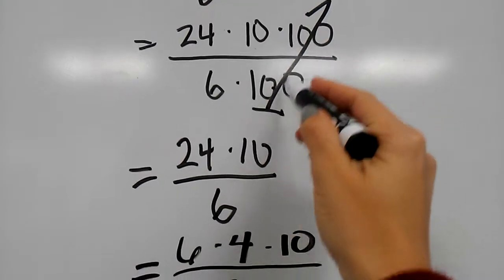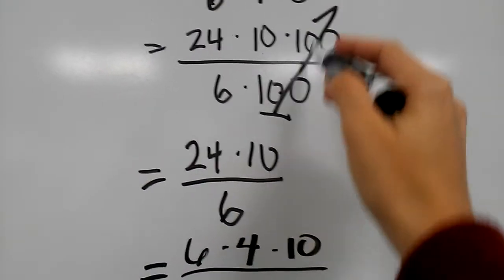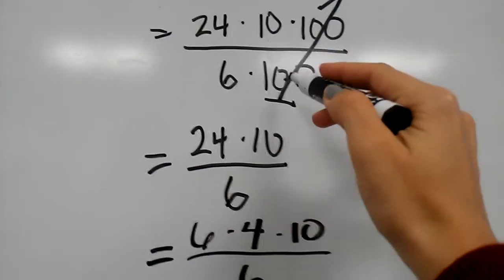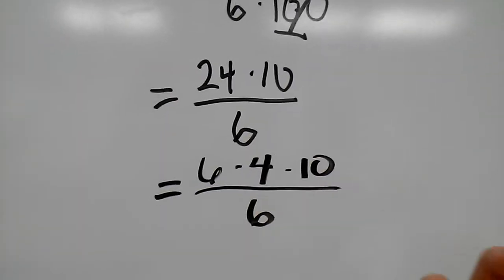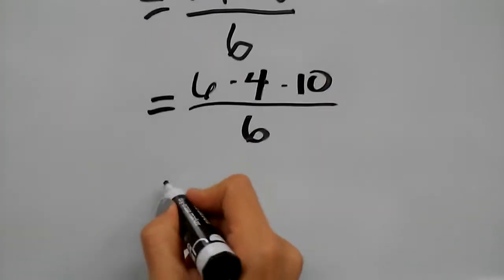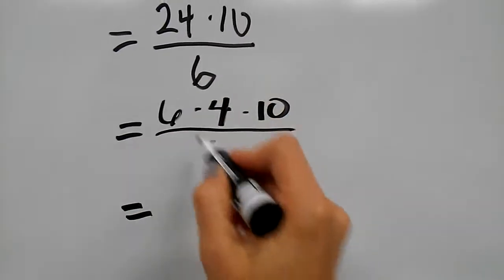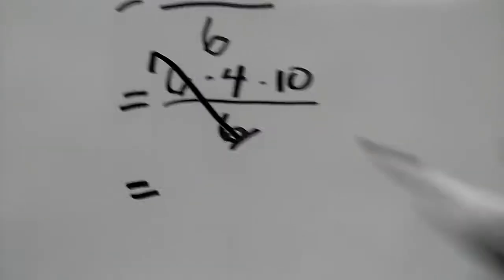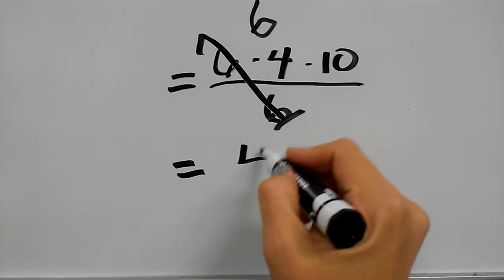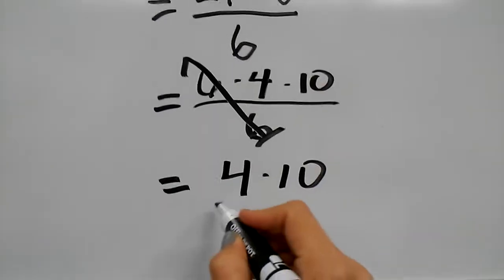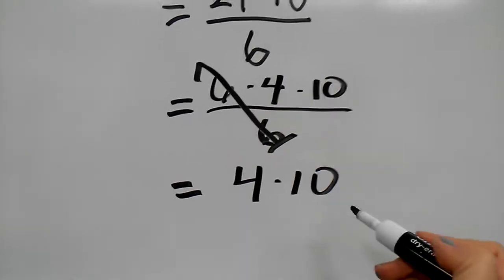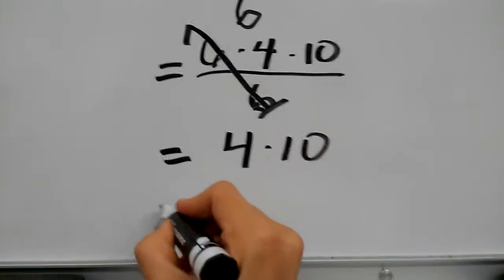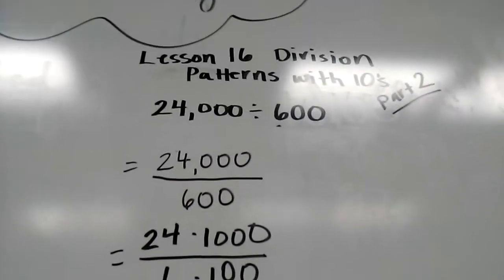Remember, I did not put this 100 in the numerator and denominator because it was an equivalent form of 1. It equals 1, so I can just leave it off because multiplying by 1 doesn't change your number. Okay, so now I have another equivalent form of 1. 6 divided by 6 is 1. So I'm left with 4 times 10. I could put that I have a 1 in the denominator, but anything divided by 1 is itself. So now I'm left with 40 as my answer. So 24,000 divided by 600 is 40.